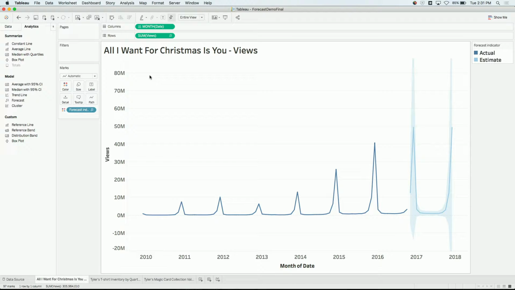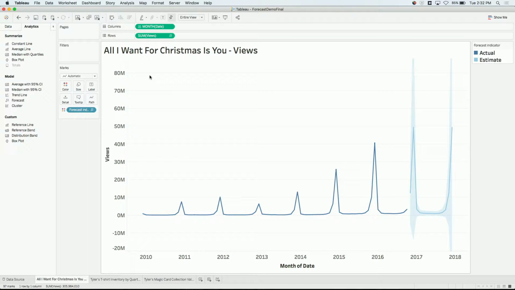Tableau's forecasting uses a method called exponential smoothing. Exponential smoothing assumes that data points in the recent past are more predictive of the future than data points in the distant past. When you initiate a forecast, we will compute 8 different exponential smoothing models and then pick the best one based on AIC. AIC is a relative quality metric, and it stands for Akaike Information Criterion. So it's a relative quality metric. It only tells us which is the best model of the 8 that we have.